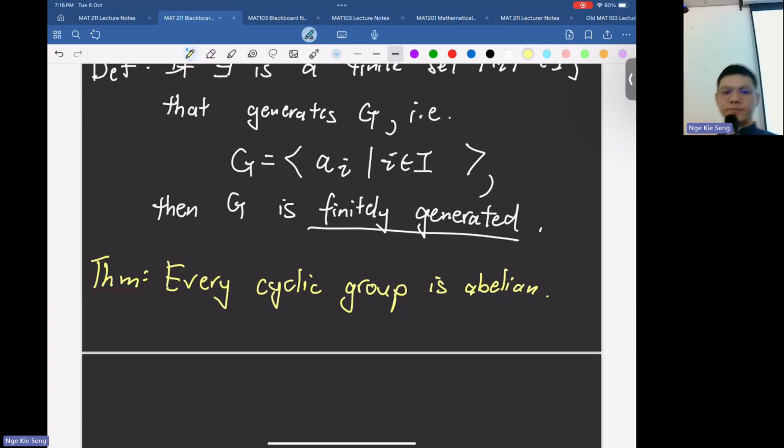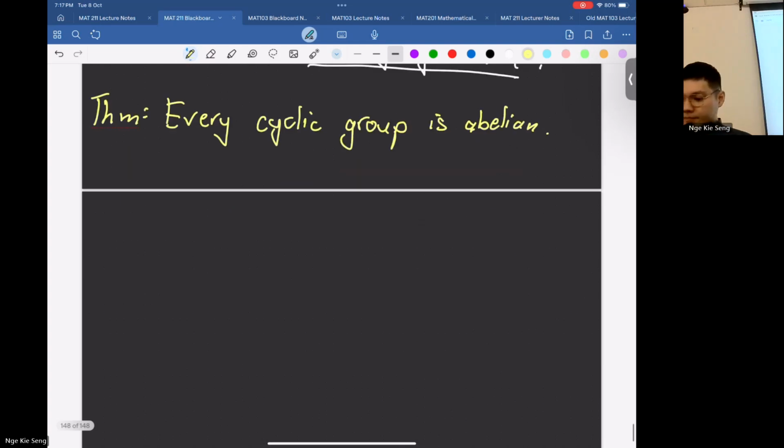So how are we going to prove this? How do you prove that a group is abelian? What do you need to show? For every x, y inside the group, you need to check that xy equals yx. So this is what you need to check. So how do we show it? So let's prove it.